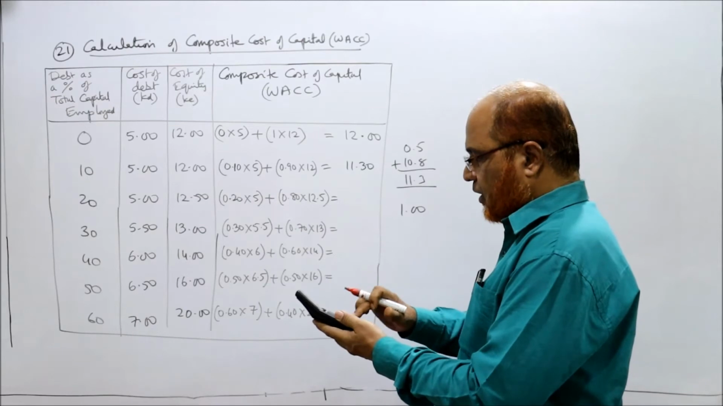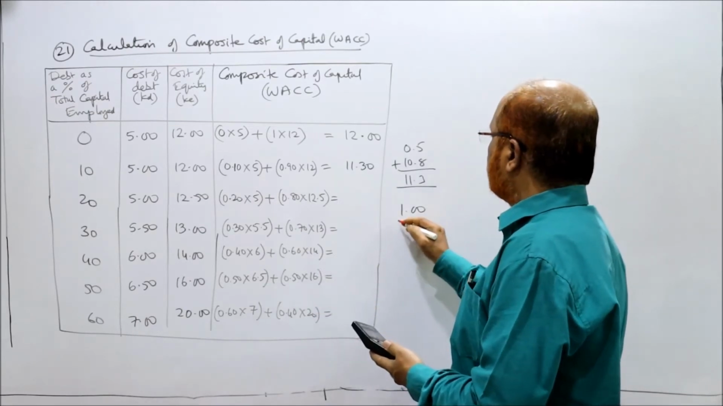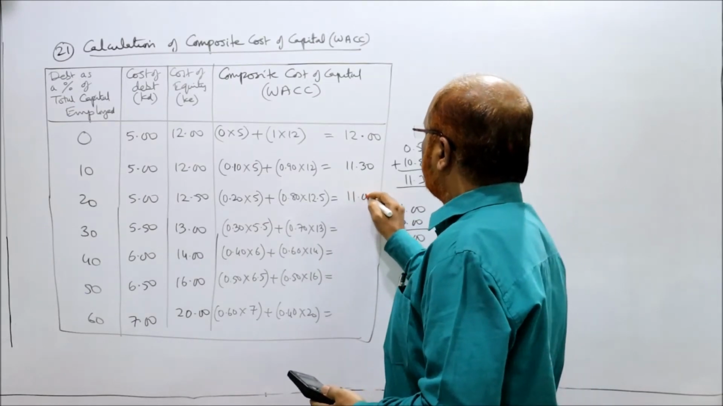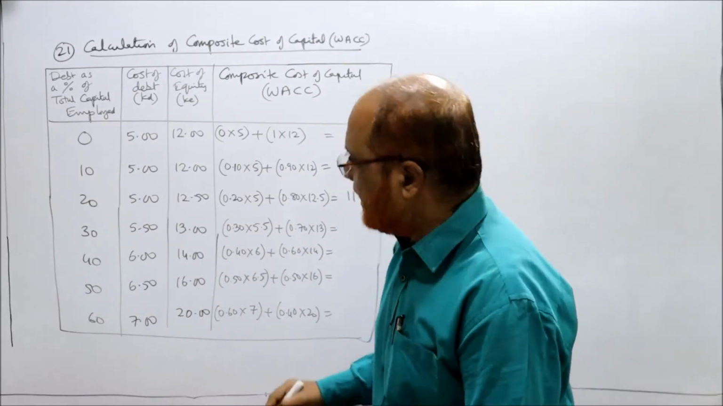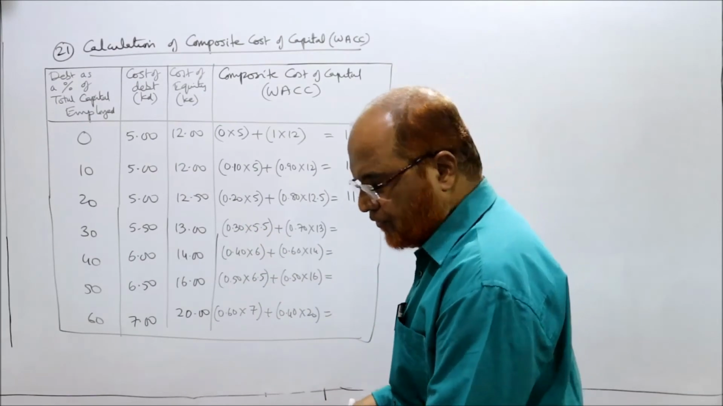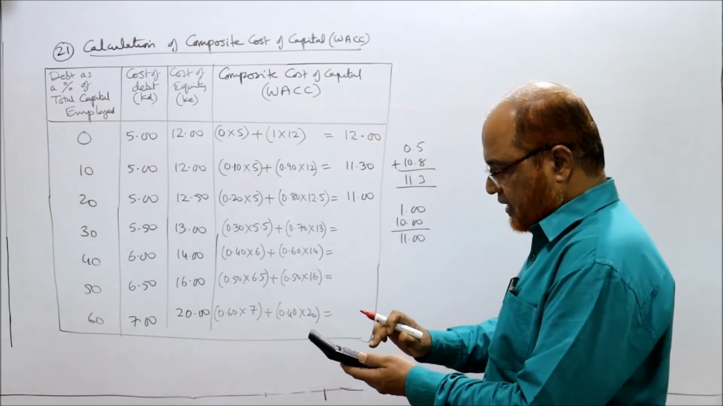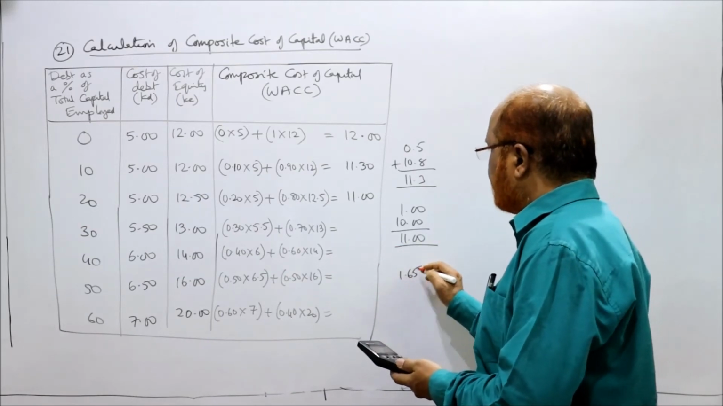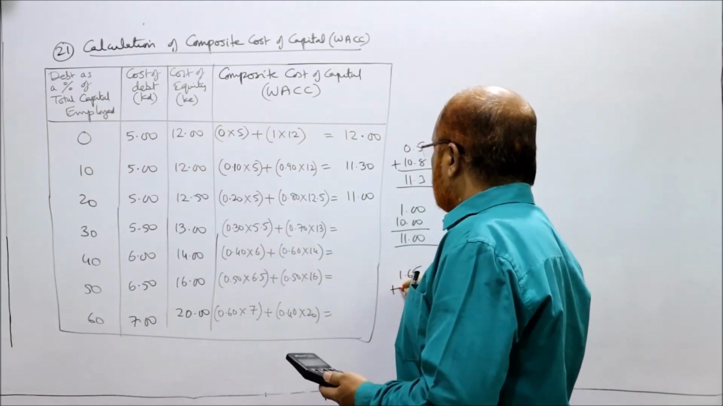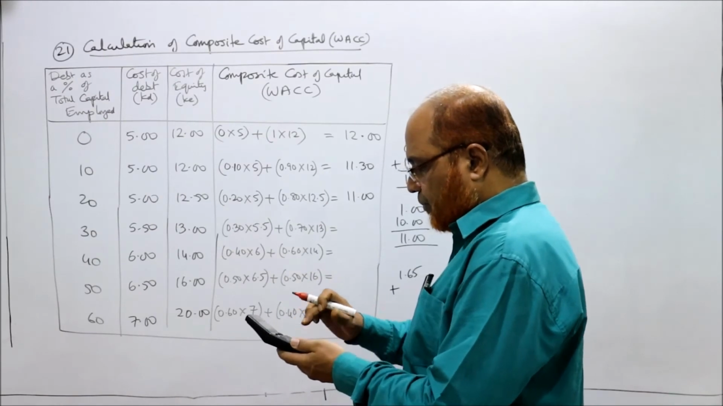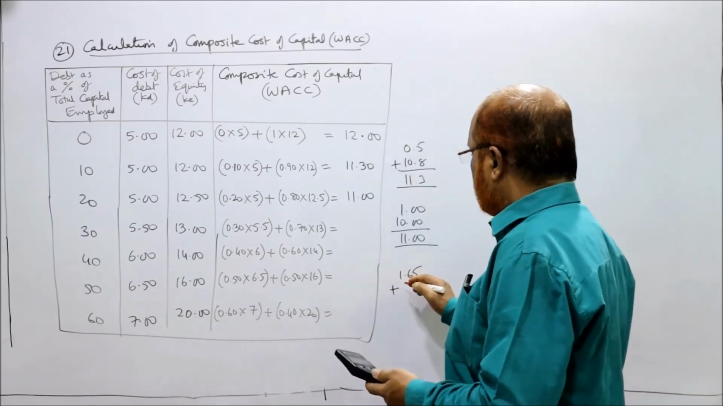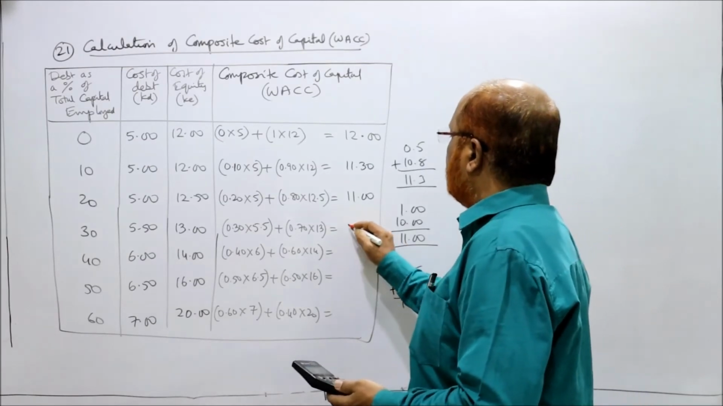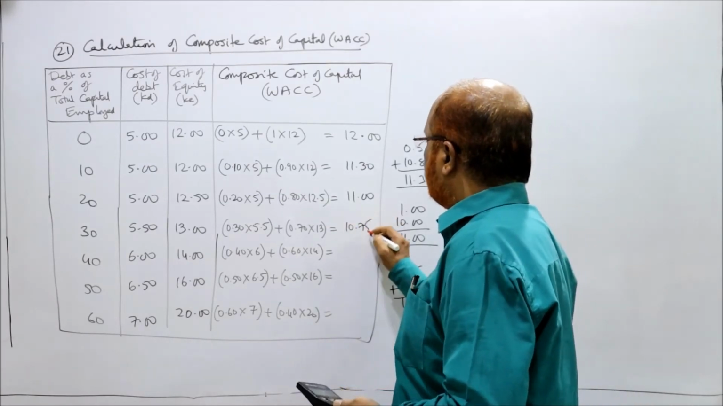0.8 into 12.5 is equal to 10. Both combined together it will be 11. Similarly, 0.3 into 5.5, you are getting 1.65, plus 0.7 into 13, you are getting 9.1. So 9.1 plus 1.65, here you will get 10.75.